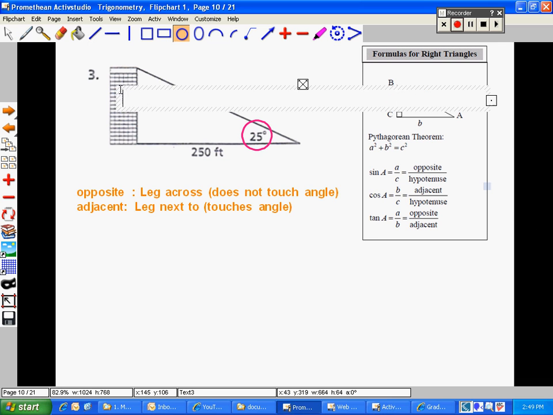So I'm going to label this side as opposite. This side is a leg next to the angle. It touches the angle. So I'm going to label this side the adjacent side.